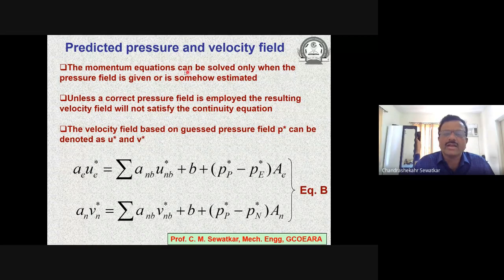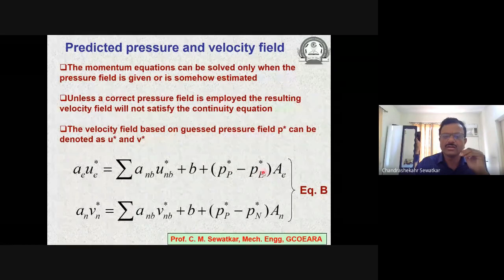Let us say I guess some pressure, and let's say that guess pressure is P star. At all the cell centers, I guess that pressure has got a certain value. That's the initial condition of the pressure. If I have the pressure values, I will be able to obtain the velocity values. Simply put the pressure here, and I can calculate this velocity UE star.